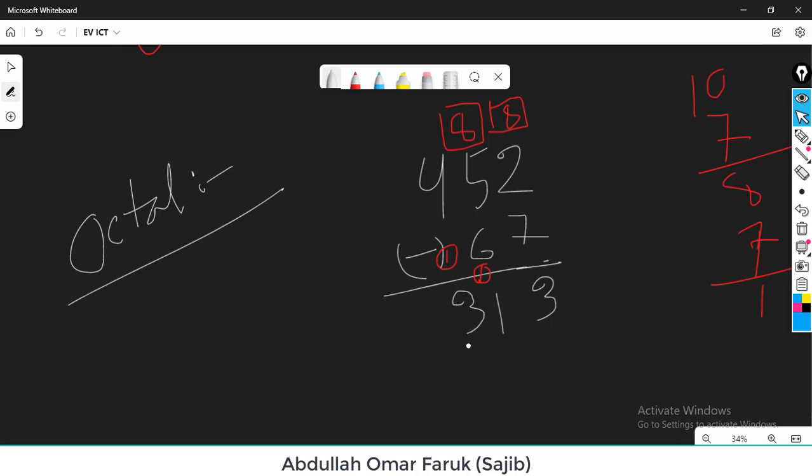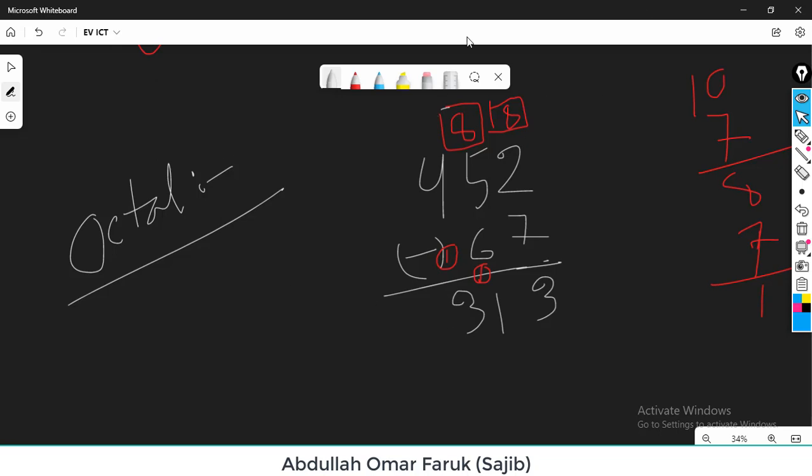This is the result. As I have written the numbers in red color, you do not need to write them on your copy, so you can skip this. I just wrote this for your understanding.